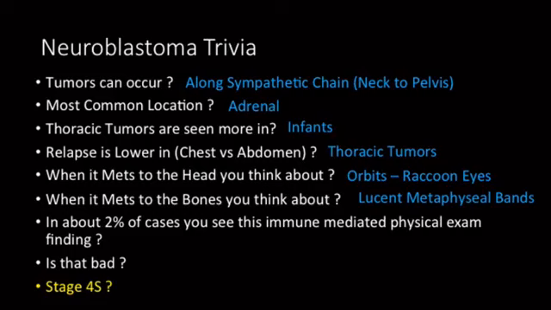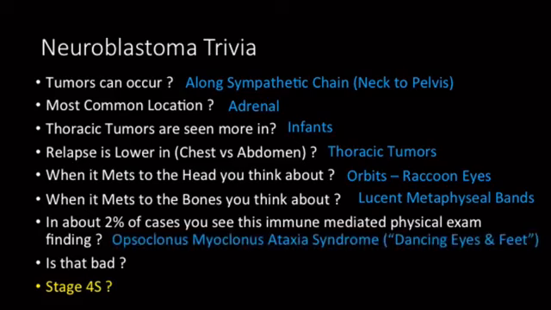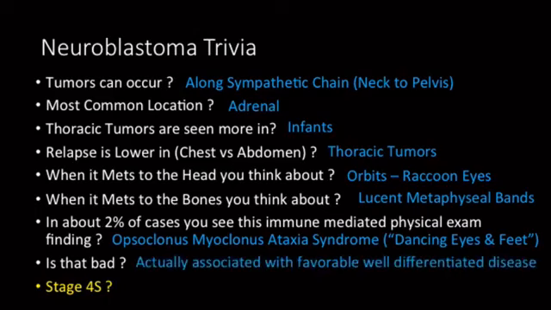There's a classic finding they could give you, and this would be useful to know for the question header. 2% of the time, you can get this immune-mediated physical exam finding, which is dancing eyes and feet, where an antibody is interacting there, making the eyes bounce all around. You can YouTube that if you want to see what that looks like. Is that bad? Actually, it's good. It's associated with favorable disease that's well differentiated.